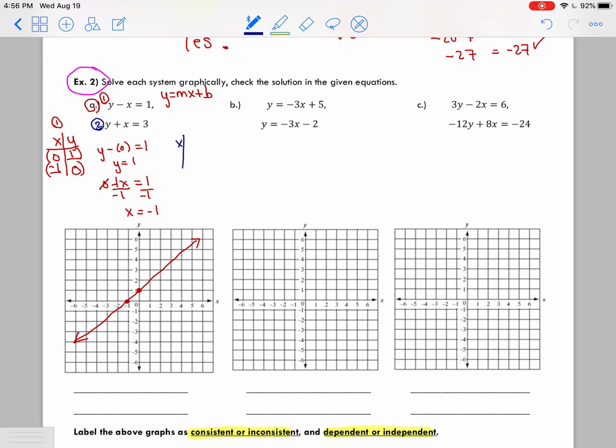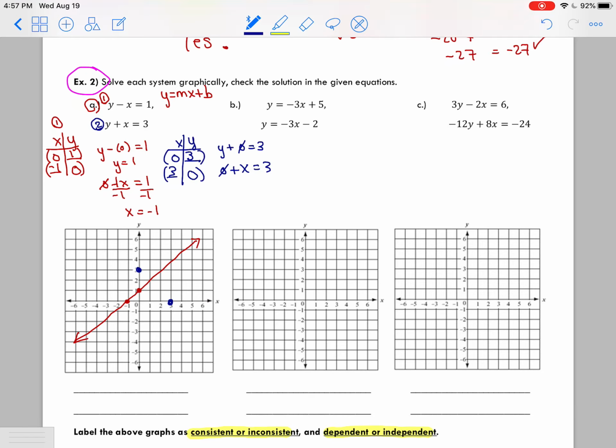I'll do my XY table there. All right, so we've got y plus 0 equals 3. Well, we can see easily that y would equal 3. And 0 plus x equals 3. Well, that's pretty easy too. x is equal to 3. So our y-intercept here is at (0, 3). Our x-intercept is at (3, 0), if we were to see these as coordinates.